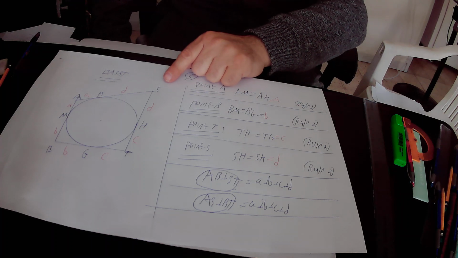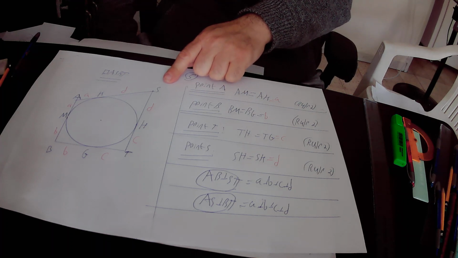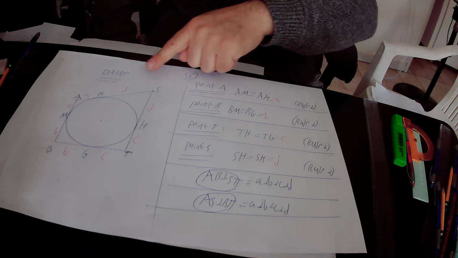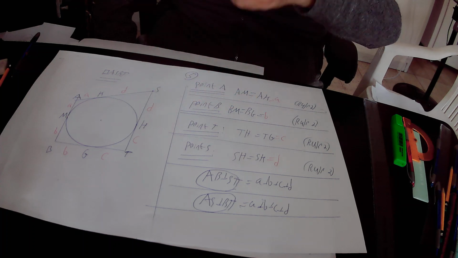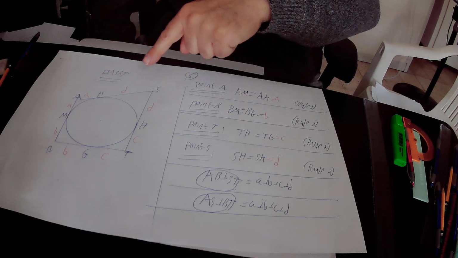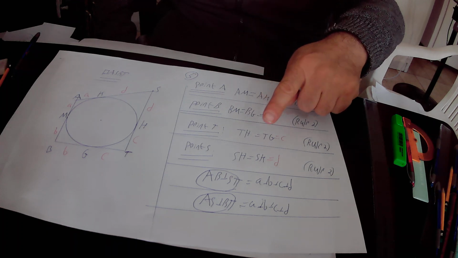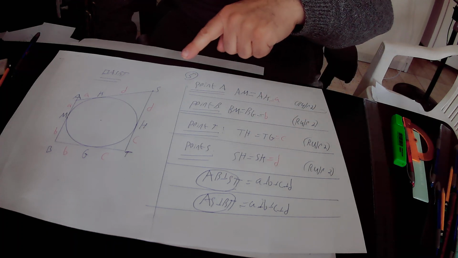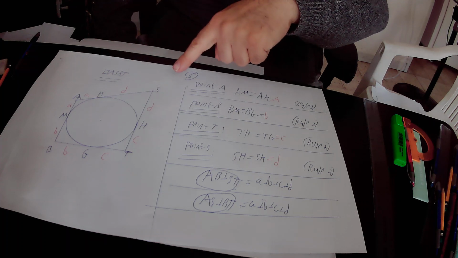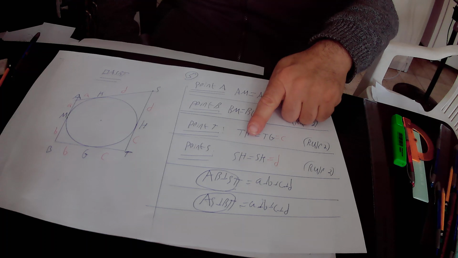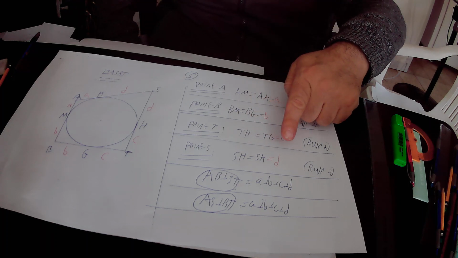And finally, we focus on the common standpoint point S. From the common standpoint point S, we have two tangents to the circle, tangent SK and tangent SH. According to rule 2, they are equal to each other. That is to say, SK equals SH. So if we define the length of SK as D, then SH must also be equal to D because they are equal to each other. So in conclusion, we found out that SH equals SK equals D.